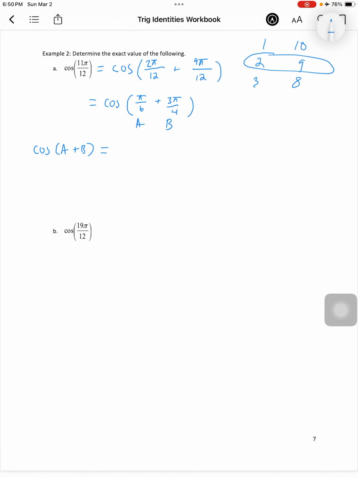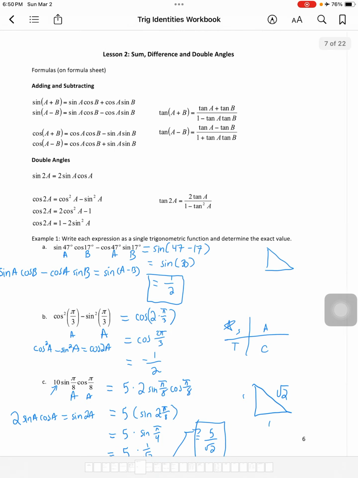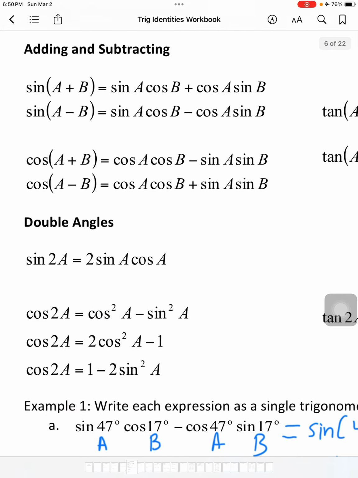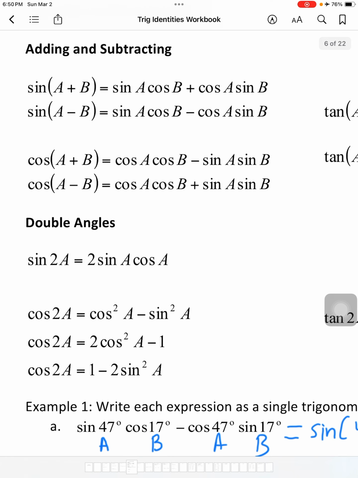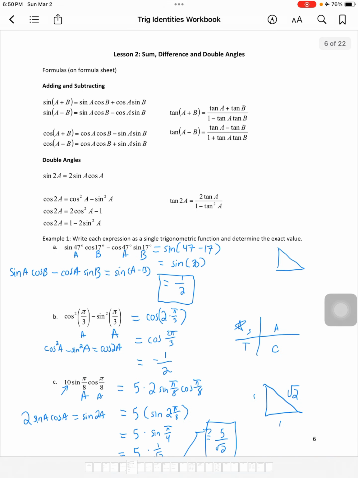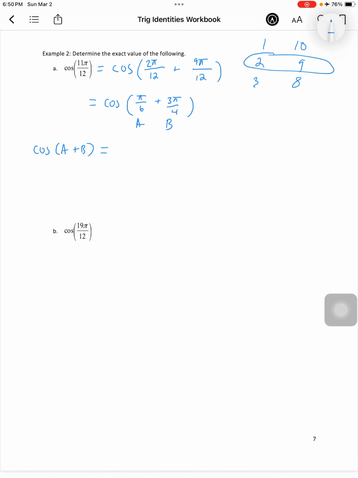If you go back one page, we're going to look at that formula. So cos A plus B is the same thing as cos A times cos B minus sine A times sine B. And we're just going to rewrite that. So here, cos A cos B minus sine A sine B. And we're going to substitute our values for A and B.